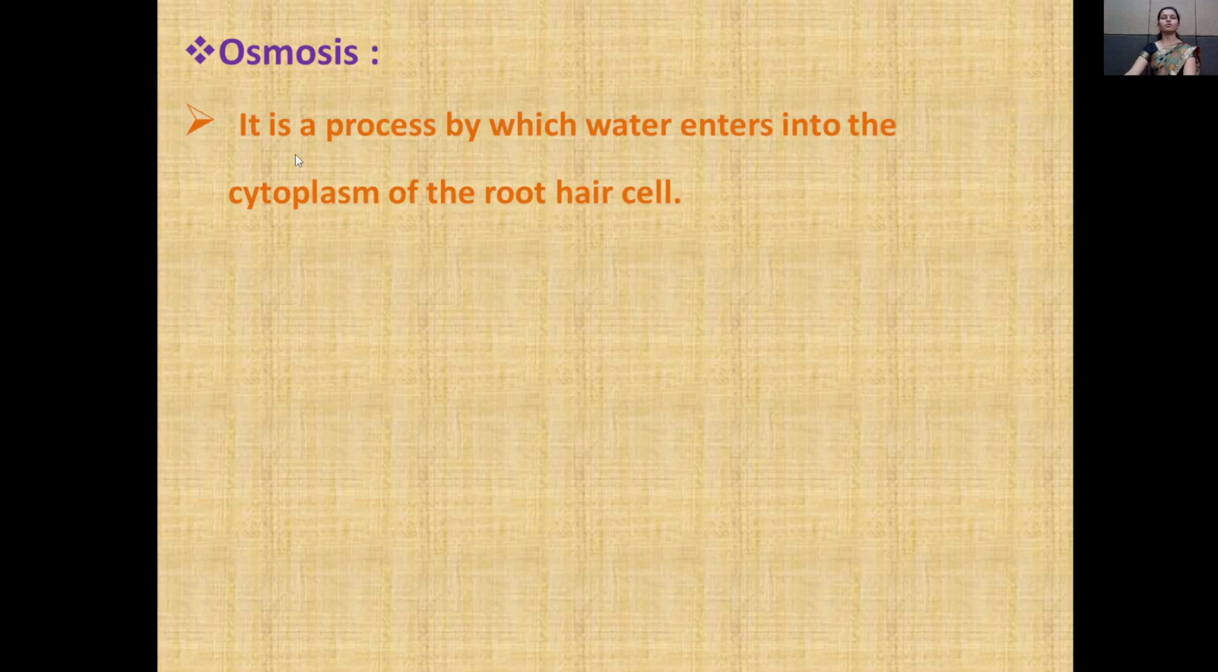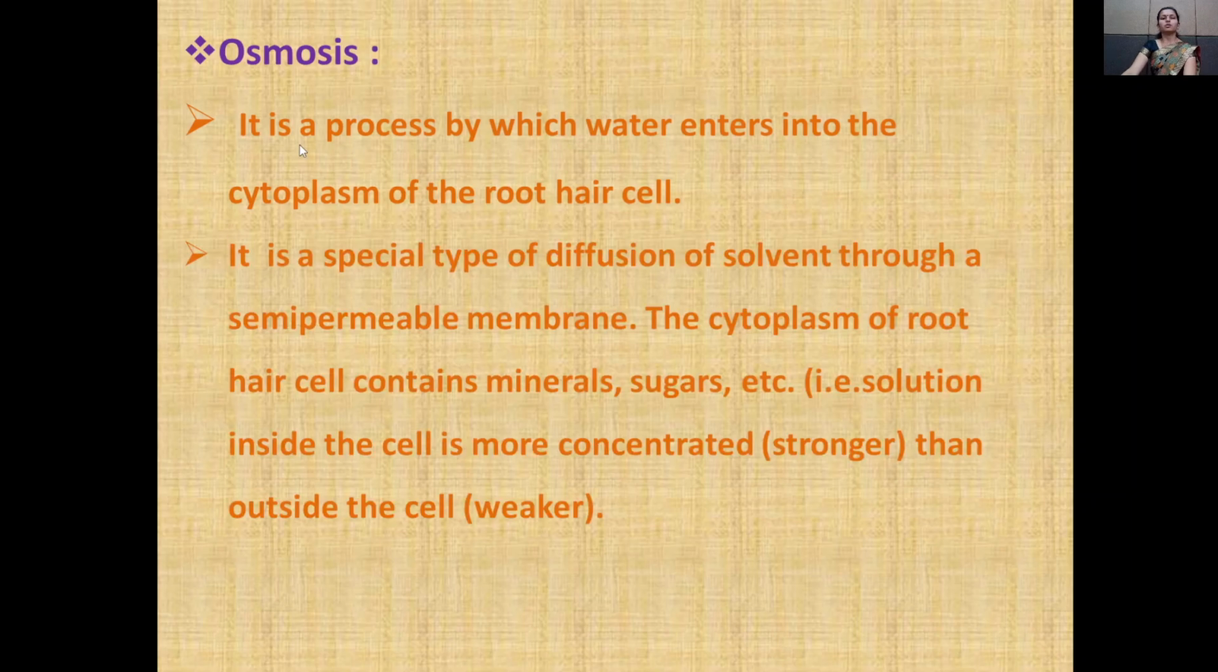The second process is osmosis. It is a process by which water enters into the cytoplasm of the root hair cells. It is a special type of diffusion of solvent through a semi-permeable membrane. The cytoplasm of root hair cells contains minerals, sugars, etc. That is, the solution inside the cell is more concentrated, or stronger, than the outside of the cell, that is weaker.